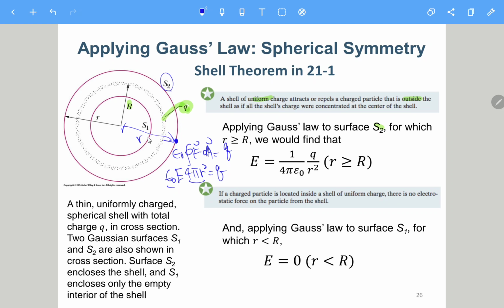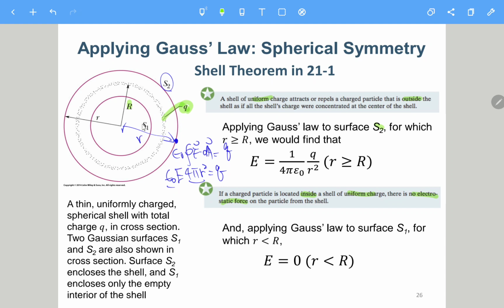So no matter how large this small r is, as long as it is larger than capital R, we always get this expression. This is the first statement of the shell theorem. For the second statement, it says if a charged particle is located inside a shell of uniform charge, there is no electrostatic force on the particle from the shell. So inside, with uniform charge, there will be no electrostatic force.